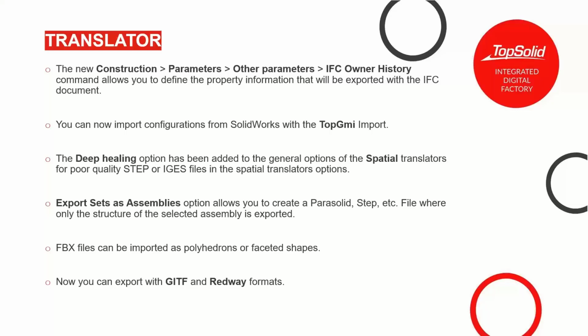As regards assembly exporting, you can export sets as assemblies. When you create a Parasolid, STEP, whatever, the structure of the selected assembly is then exported for you. FBX files, which are a 3D printing format, can be imported as a polyhedron or faceted shape. As a polyhedron or faceted shape, you can do anything that you can do to polyhedrons and faceted shapes, such as machine them. Now you can export with the glTF and Redwave formats.